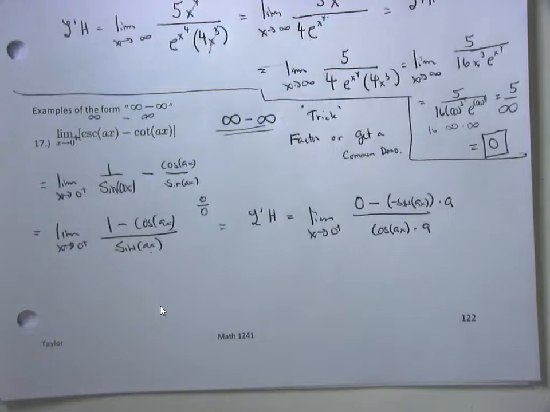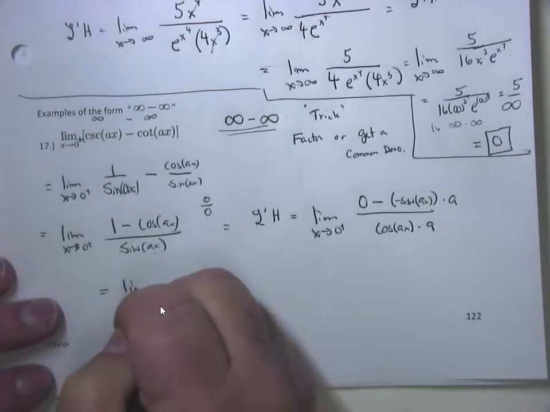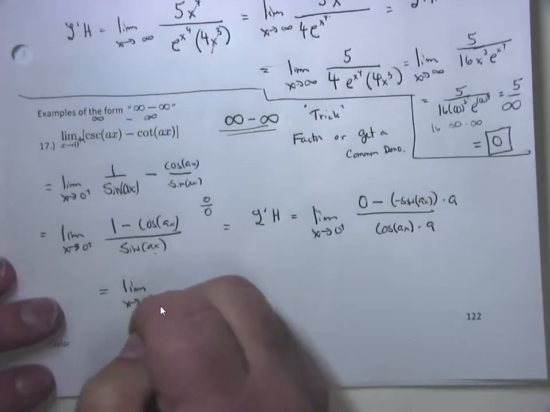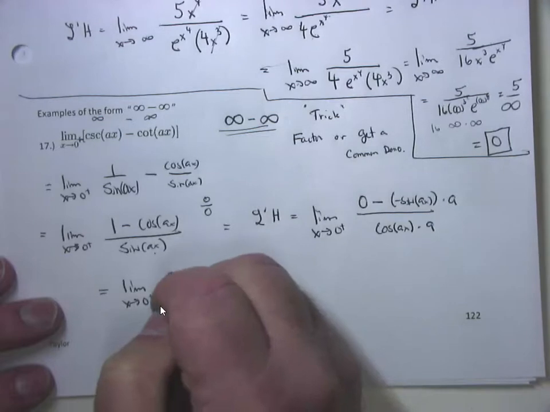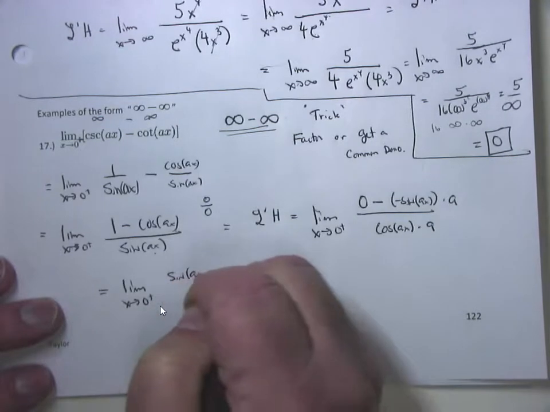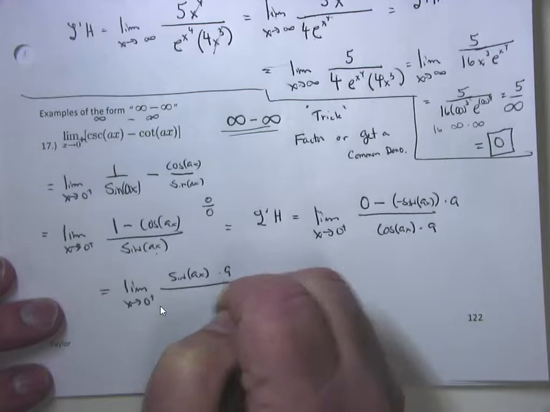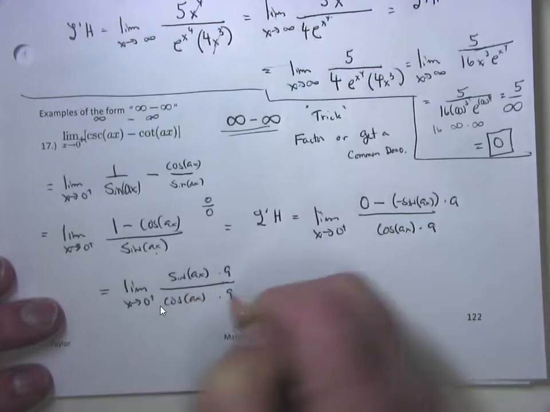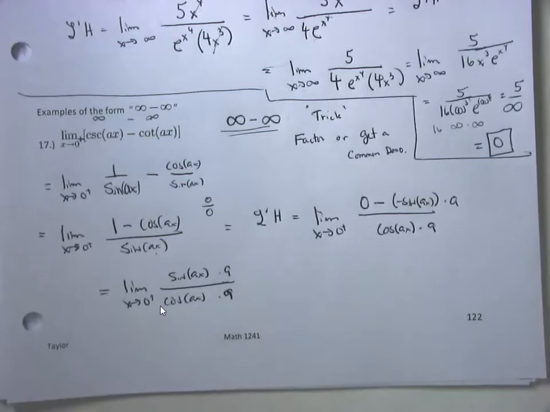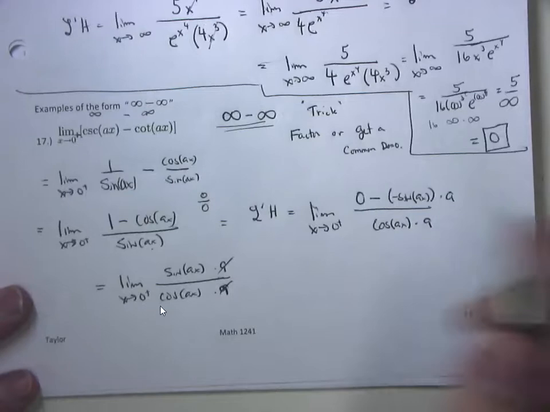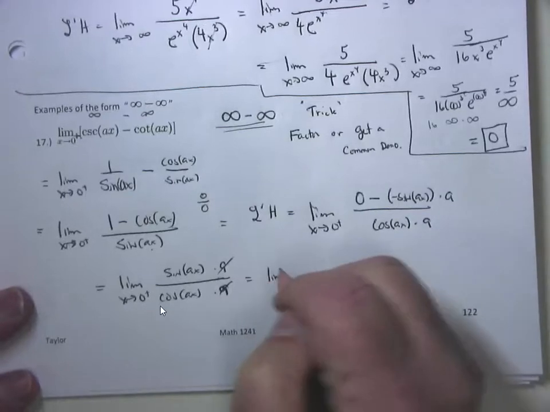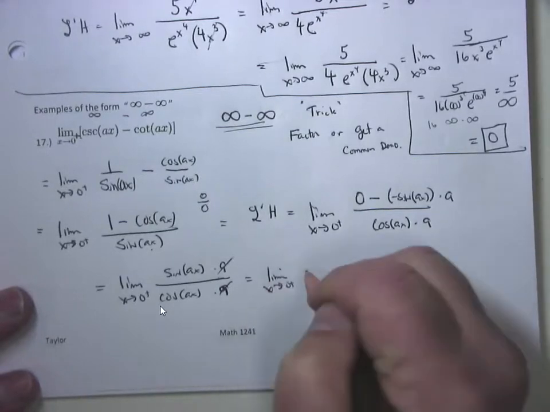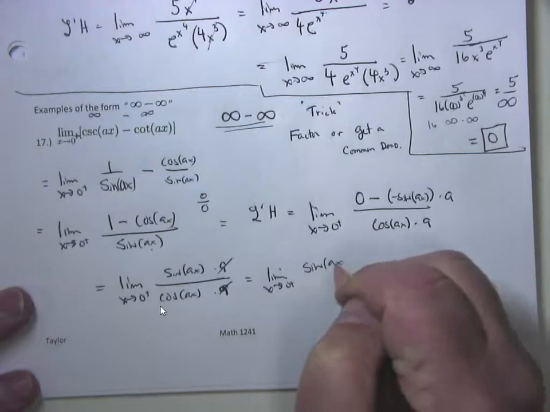So I'm going to clean this up. This is equal to the limit as x approaches 0 on the plus side of a negative. Negative makes it a positive. Sine of ax times a divided by the cosine of ax times a. But I'm not done cleaning it up. What cancels on this thing? The a's pretty much cancel themselves out. And I'm left with the limit as x approaches 0 on the plus side of the sine of ax over the cosine of ax.